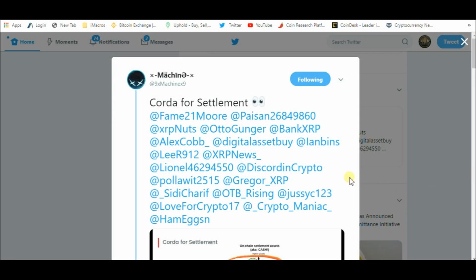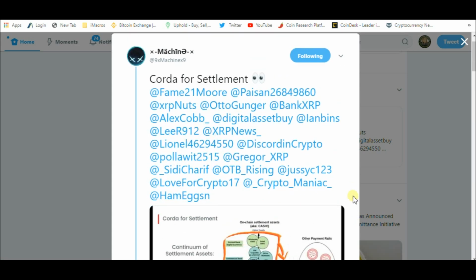And for those of you that don't, R3 is a software company. One of their software products is called Corda, and they've got a version of it called Corda Settler. Corda Settler is currently using XRP for settlement. XRP is the first digital asset that Corda is going to be using in Corda Settler. It is the first digital asset. There will eventually be more digital assets, and this slide kind of shows that, I guess.